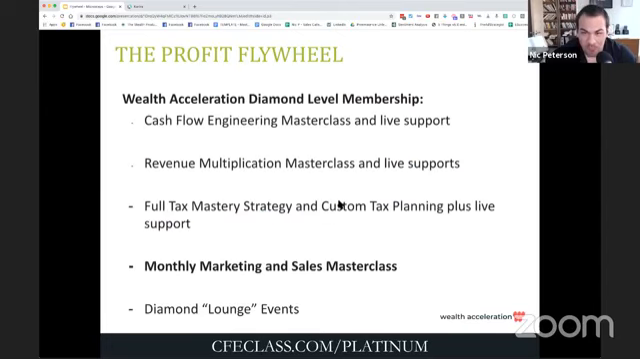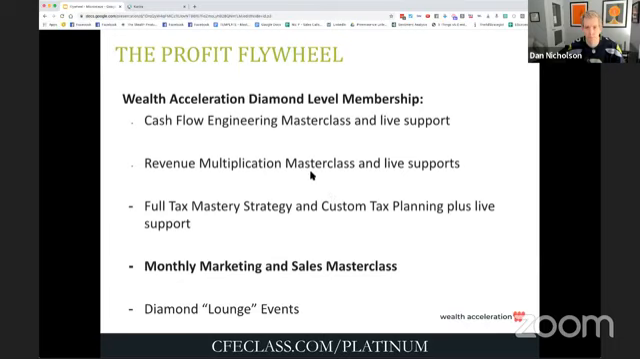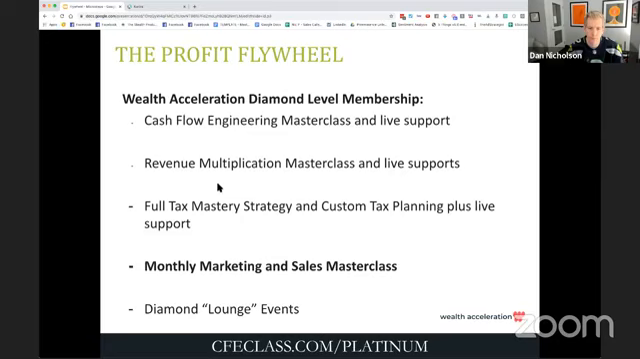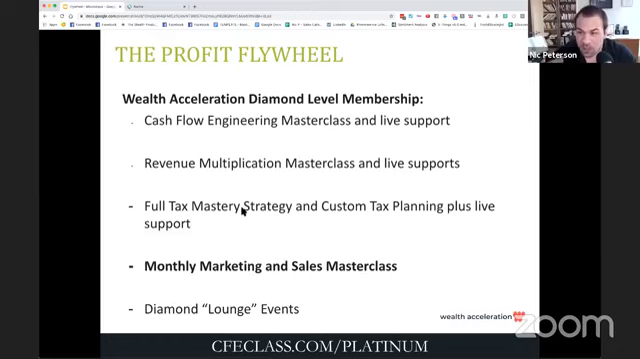It's the Diamond level of Wealth Acceleration, which will be Cash Flow Engineering masterclass and live support. Infrastructure for that already exists. Revenue Multiplication masterclass and live support. Infrastructure already exists. The new things would be the full Tax Mastery strategy, custom tax planning, plus live support, which is Dan breaking down all the strategies, giving you the workbooks, and helping you workshop what you should and shouldn't do, and why: entity structure, all that really cool stuff that is on the replay from yesterday. And what I'm going to throw in is a monthly marketing and sales masterclass, because I just need a place to brain dump the marketing and sales stuff we've been testing.